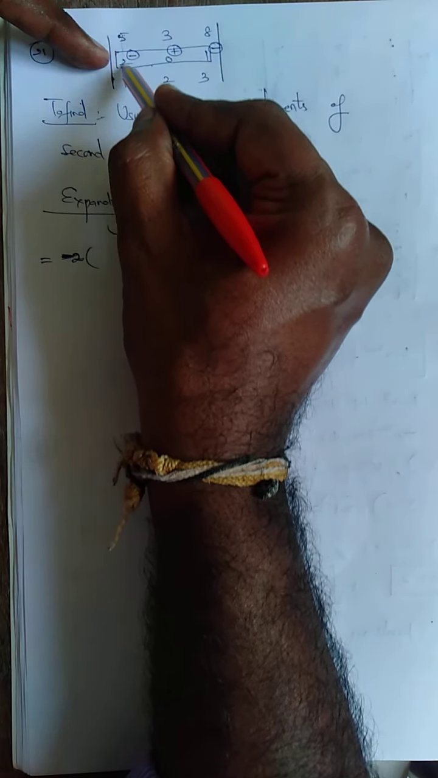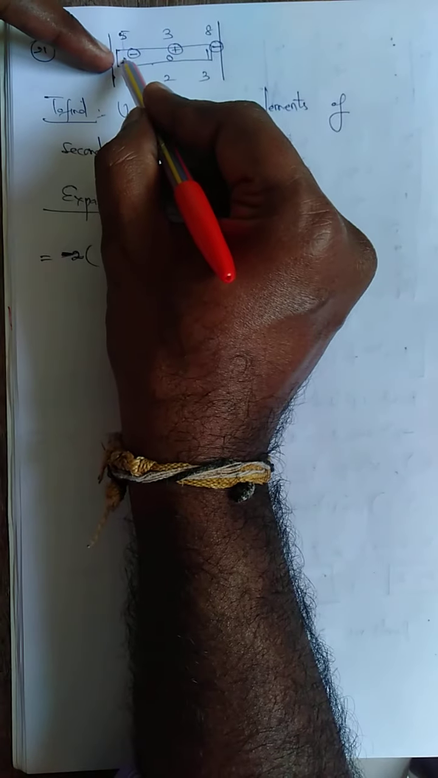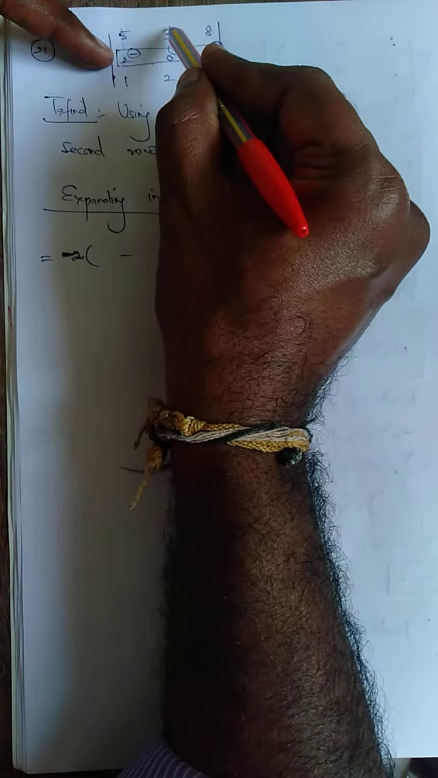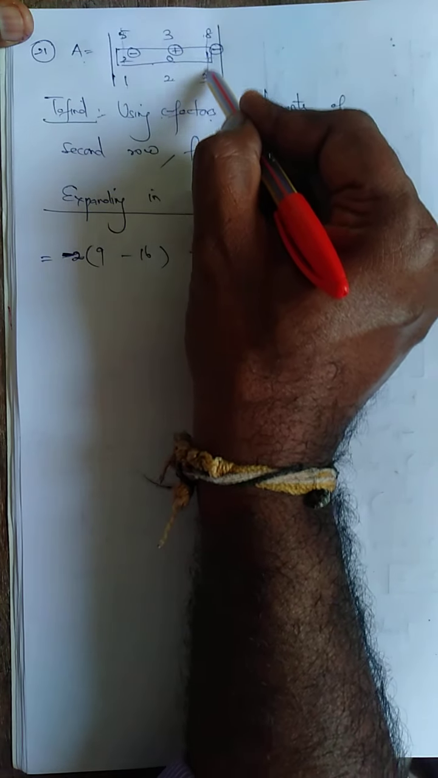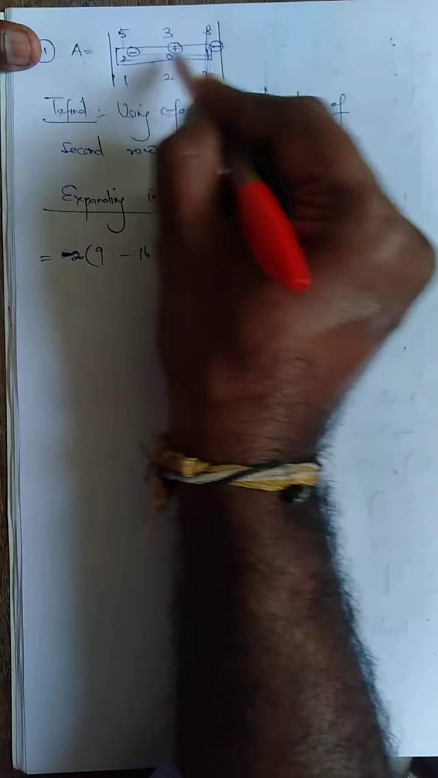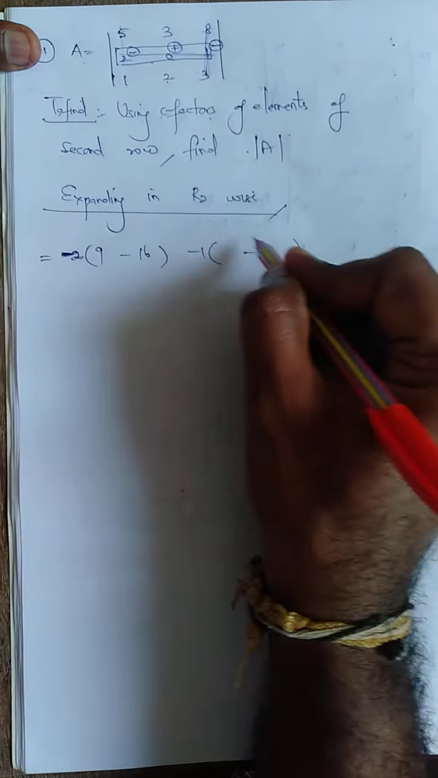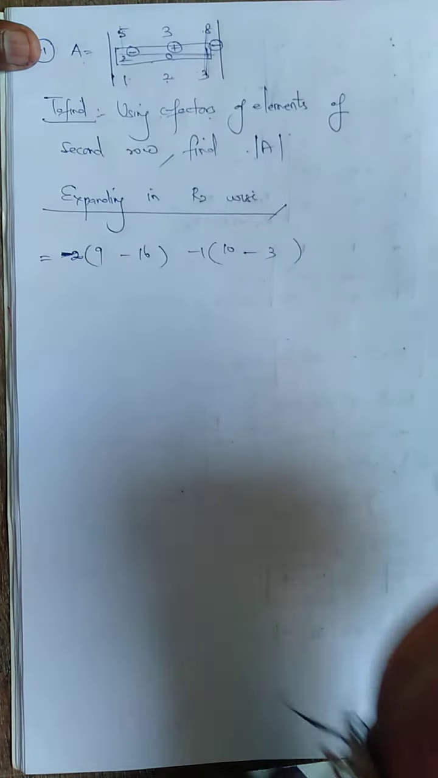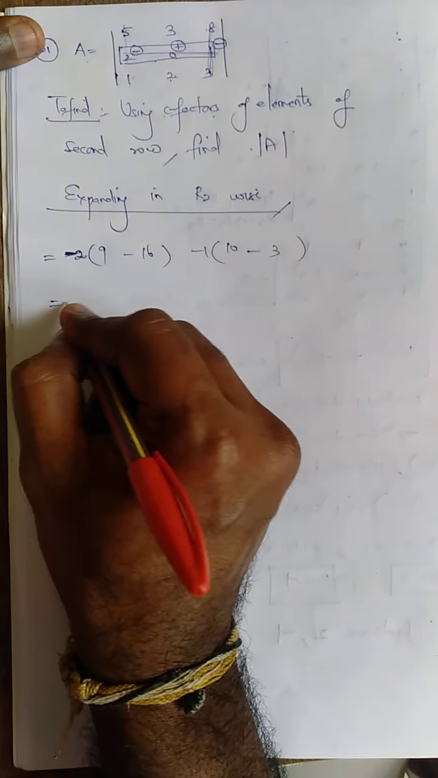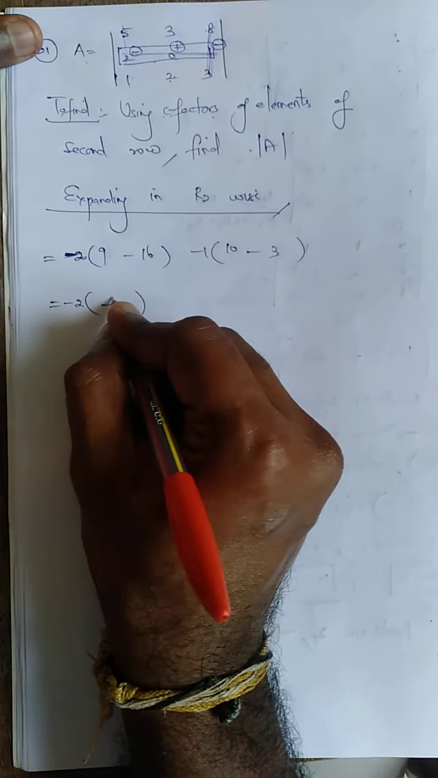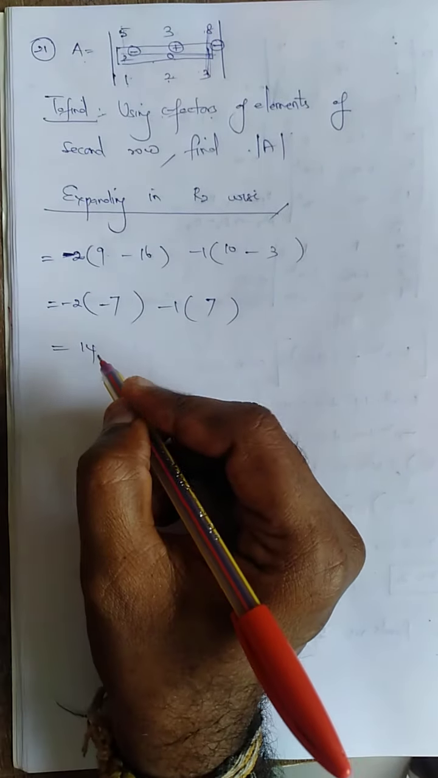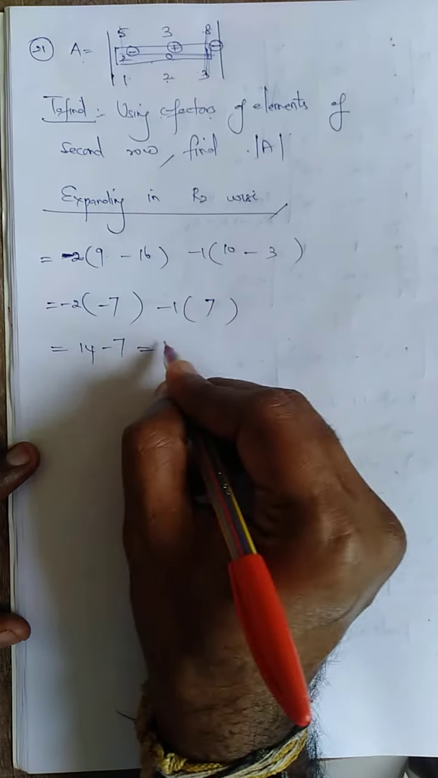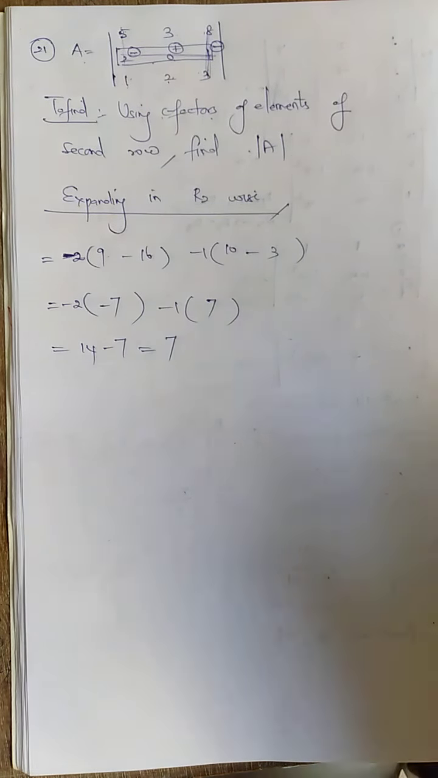If I am going to take this minus 2, this column and this row will be removed. We take the remaining: 3 3s are 9, 2 8s are 16. Next is 0, we don't need it. For 1, this column and this row will be removed. 5 2s are 10, 1 into 3 is 3. So minus 2 times, 9 minus 16 is minus 7, minus 1 times, 10 minus 3 is 7. Minus into minus is plus, 2 7s are 14, this is minus 7, 14 minus 7 is nothing but 7. This is very easy.